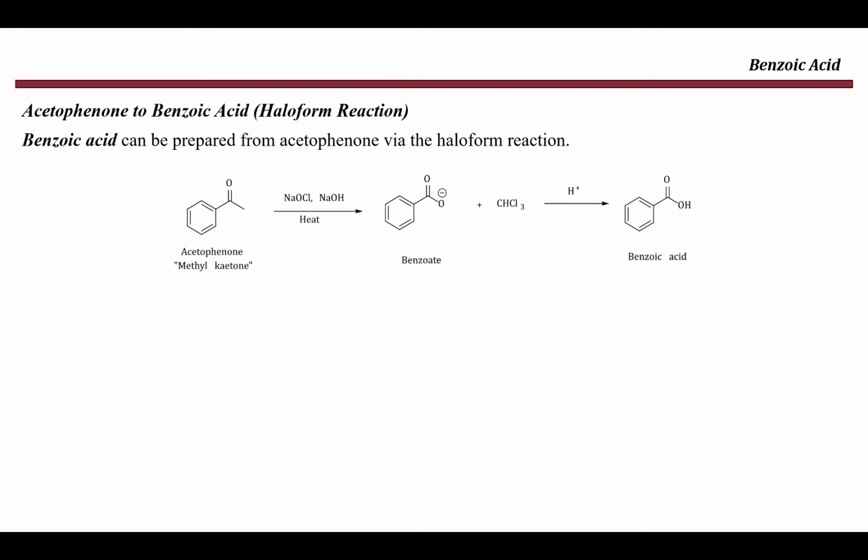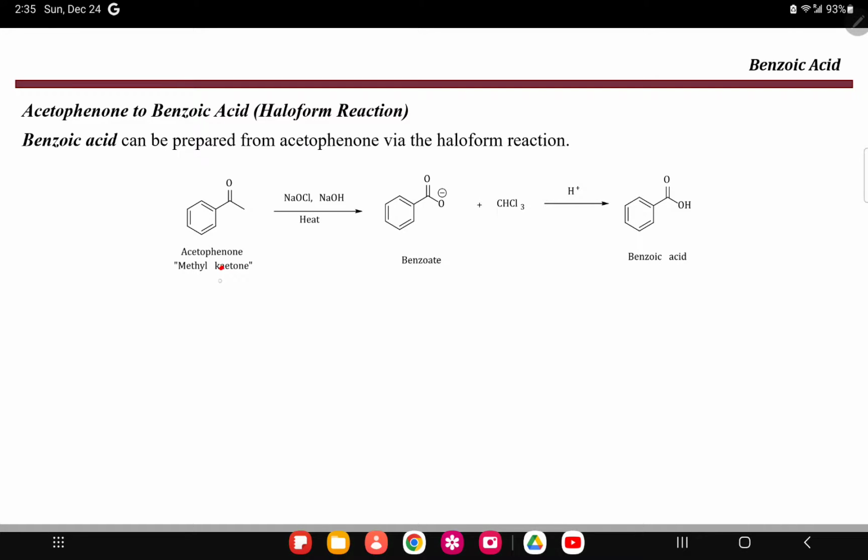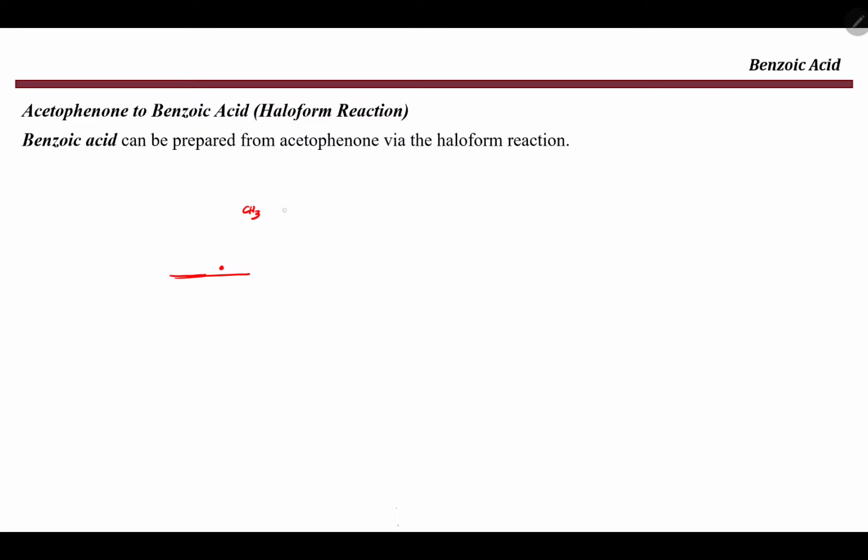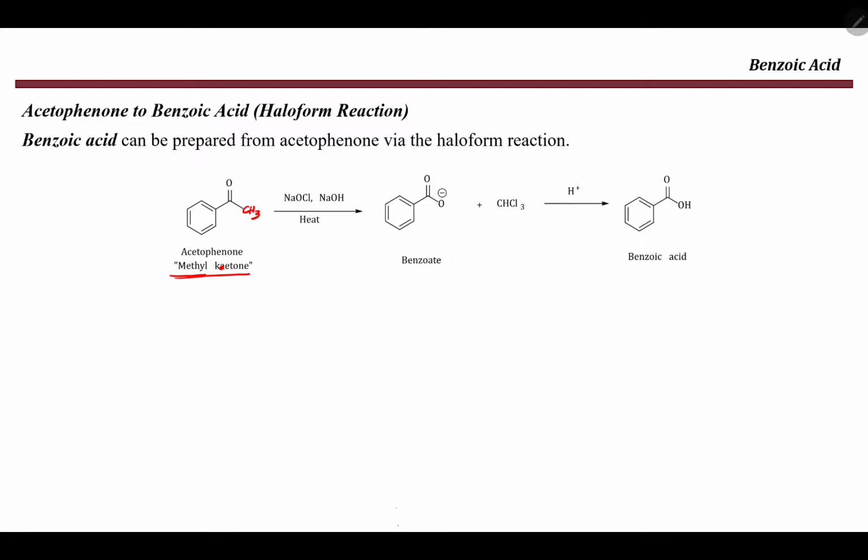This is the equation of the reaction starting from acetophenone, which is a methyl ketone. We call it a methyl ketone because it's a ketone that has a CH3 group. The reagents are NaOCl, which is the bleach, NaOH, and heat. We will get the benzoate, which is the deprotonated carboxylic acid or the carboxylate, and the haloform.